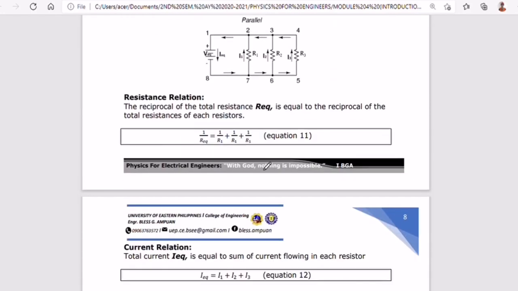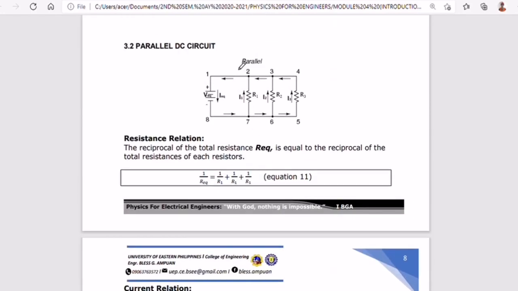Next is the parallel DC circuit. Again, we still have three resistances, or three loads: R sub 1, R sub 2, and R sub 3. And here is the VEQ. So what would be the resistance relation? The reciprocal of the total resistance Req is equal to the sum of the reciprocals of the resistances of each resistor. So we have 1 over Req equals 1 over R sub 1 plus 1 over R sub 2 plus 1 over R sub 3.